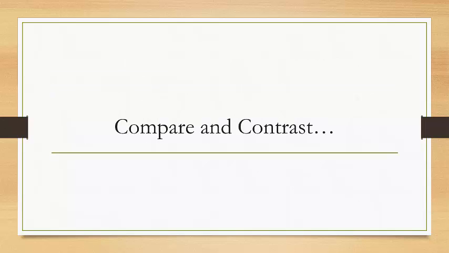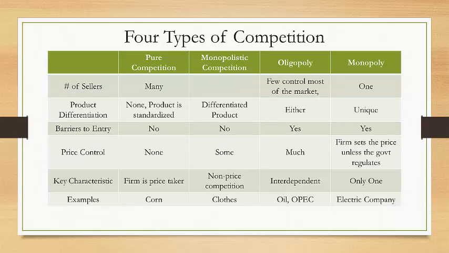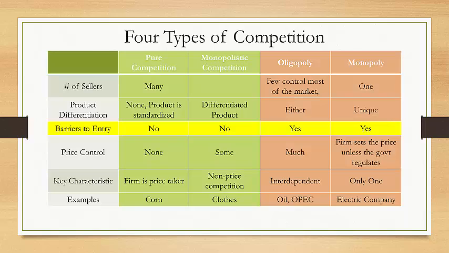Now, let's rank them by comparing and contrasting. Here is a blank chart, and here it is completed. Have students write down this chart in their notes. Explain. Barriers to entry cause there to be differences in pricing.